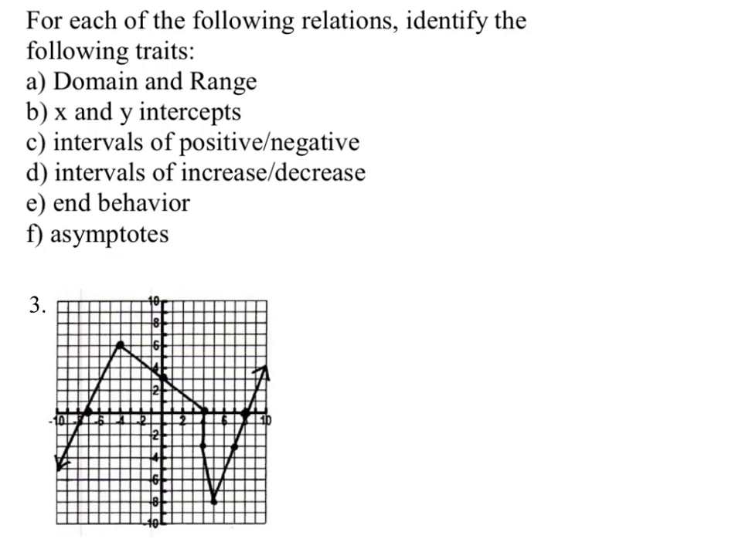This next guy has a lot of different parts to it. So let's deal with the domain and range. It is going left forever and right forever, so domain is going to be all real numbers. The range is going to be the same thing. It does go down forever, goes up forever, so the range is also going to be all real numbers.